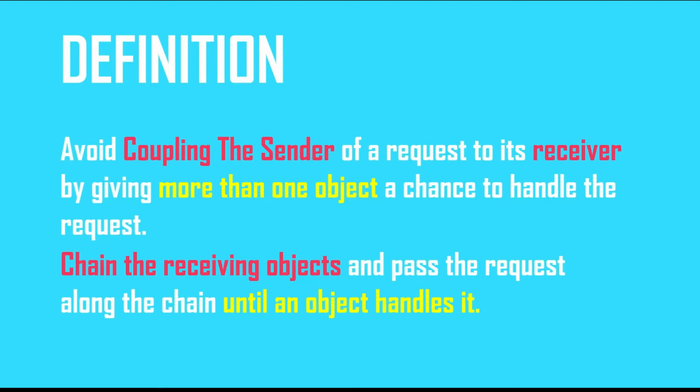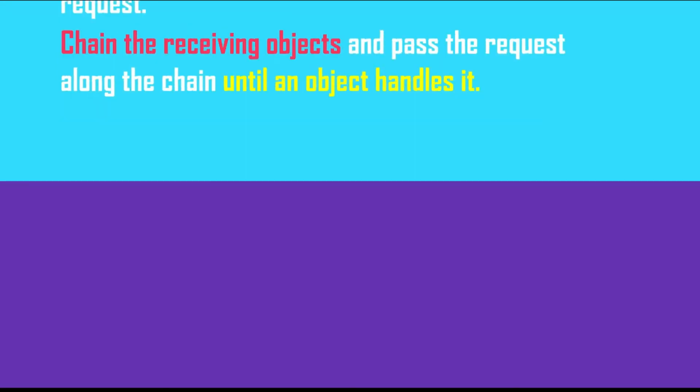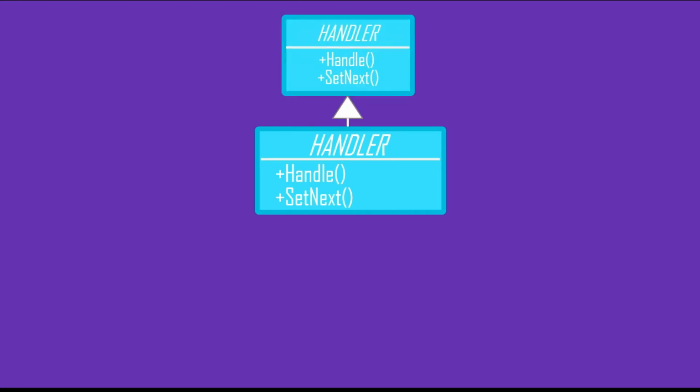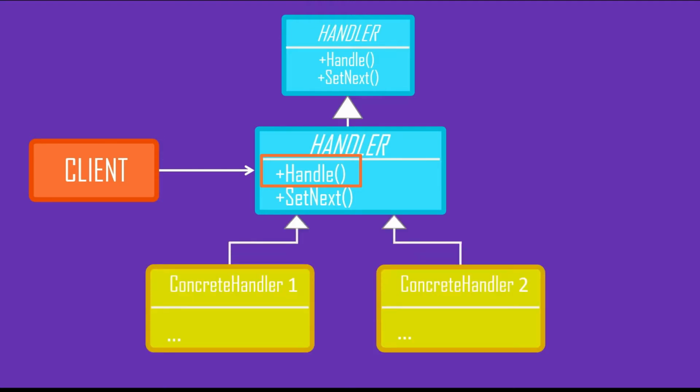Let's understand this with the UML. The UML is pretty simple, but at times might be confusing as well. So, it has a handler class. It basically acts as an abstract base class. We have an interface implementing this handler class. The handler class contains a method handle which basically handles all the incoming requests from the client by passing it to its corresponding receiver. There will be many concrete handlers.